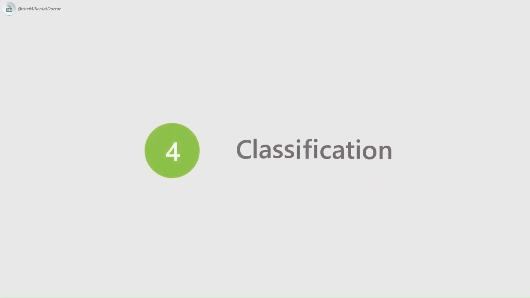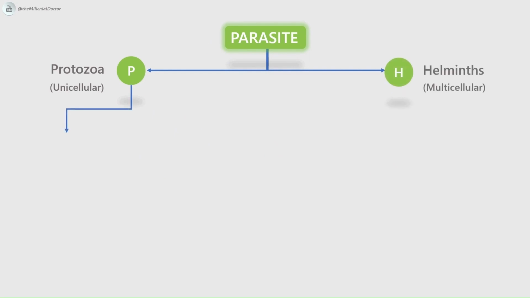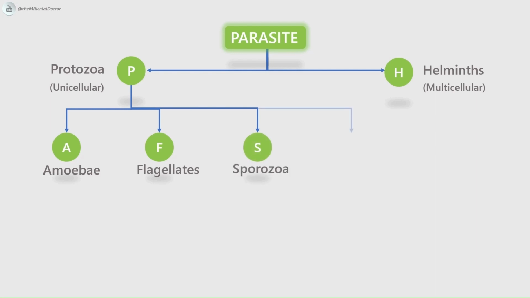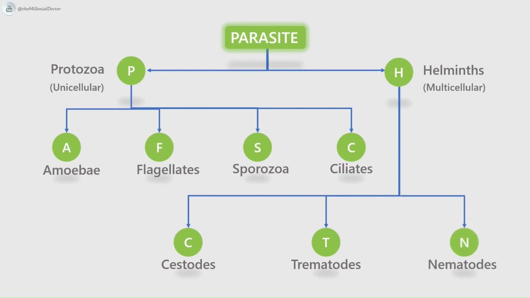Next, classification. Parasites are fundamentally classified into two groups, protozoa and helminths. Protozoa are further classified into amoebae, flagellates, sporozoa and ciliates, whereas helminths are classified into cestodes, trematodes and nematodes. Cestodes are also called tapeworms, while trematodes are also called flukes and nematodes are also called roundworms.